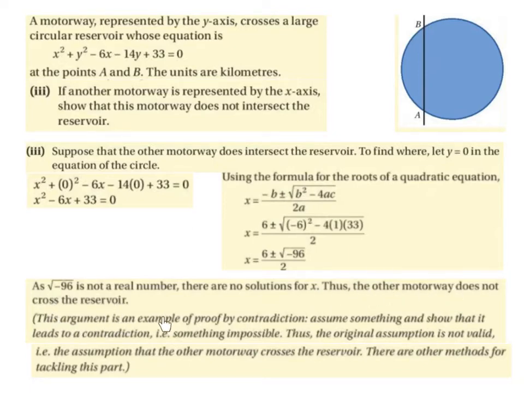This argument is an example of proof by contradiction. This is a very important phrase. Assume something and show that it leads to a contradiction, i.e. something impossible. Thus, the original assumption is not valid, i.e. the assumption that the other motorway crosses the reservoir. There are other methods for tackling this part.